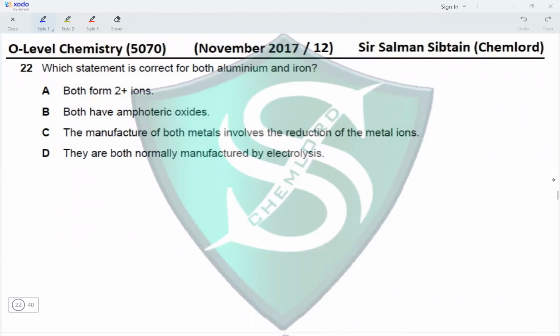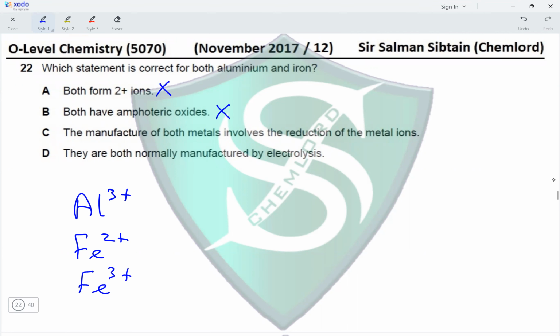Question 22. Which statement is correct for both aluminum and iron? Both form two positive ions? No. Aluminum forms a 3+ ion, whereas iron forms a 2+ as well as a 3+ ion. Both have amphoteric oxides? Aluminum has an amphoteric oxide, iron does not.